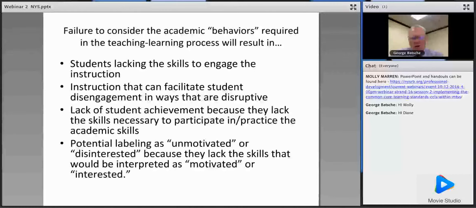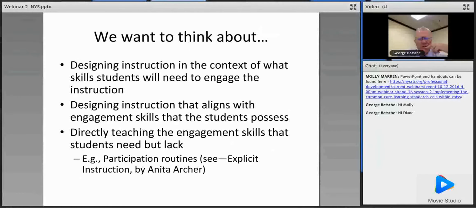So when that happens, or if a teacher anticipates it, we can either change the instructional strategy to match the student engagement behaviors that they already have, or we can teach the student engagement behaviors as part of the instruction. We'll talk more about that in a moment. It could also result in the lack of student achievement because they lack the skills necessary to participate in and practice the academic skills. And it also could result in the potential labeling of a student as unmotivated or disinterested, not because they are, but because they lack the skills that would be interpreted as motivated or interested. And we'll talk a little bit about that too.